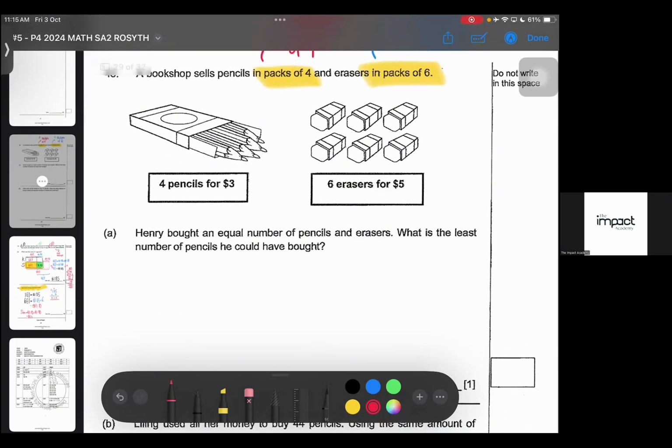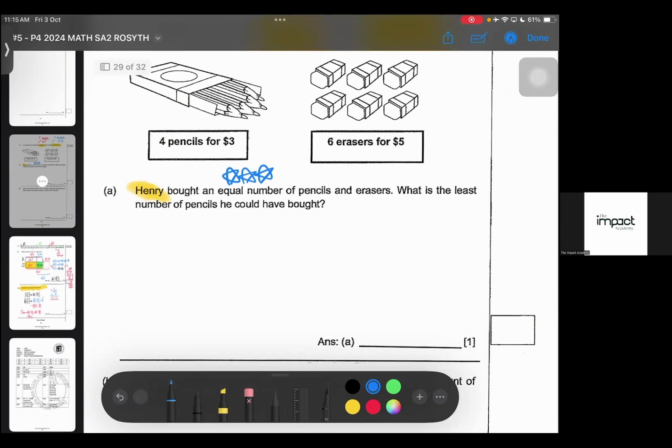What did this person do? This person by the name of, what is his name? Can you all read this for me? Henry. Bought what is the key word over here? They say what? Equal number. Equal. Very good. What is the meaning of equal? 12. Very good.